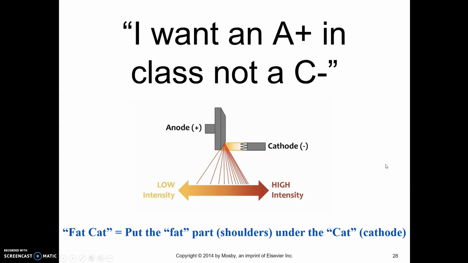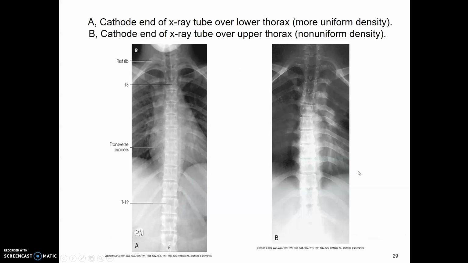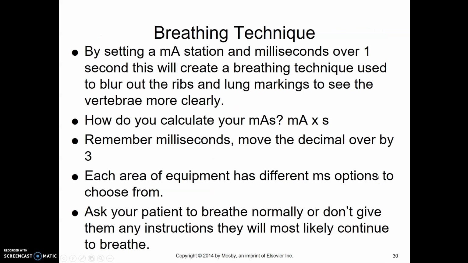How do I remember anode positive, cathode negative? I want an A+ in class, not a C-. I also only remember as fat cat, put the fat part under the cat, or the cathode. Okay. This was just a demonstration of using the cathode end versus the anode end for an AP T-spine, and just showing you density-wise and uniformity-wise.